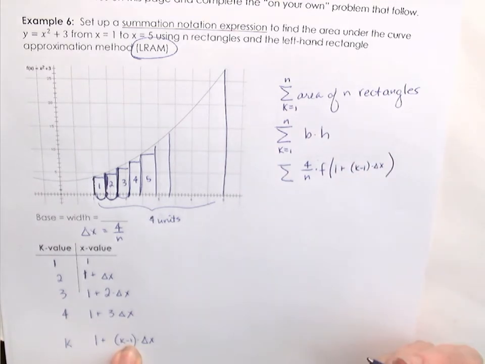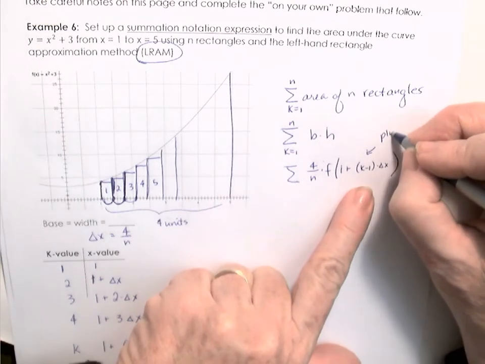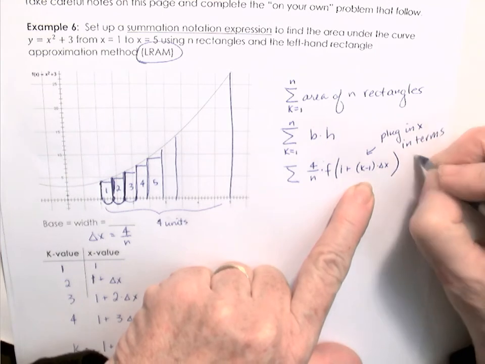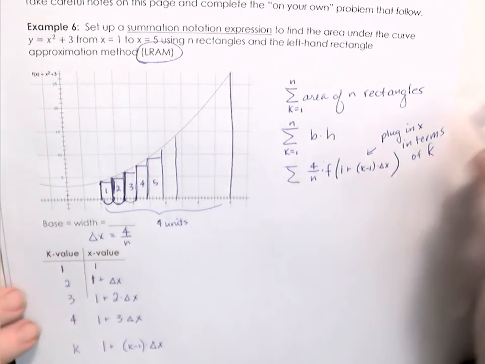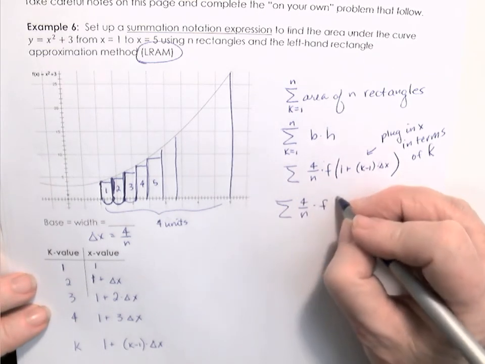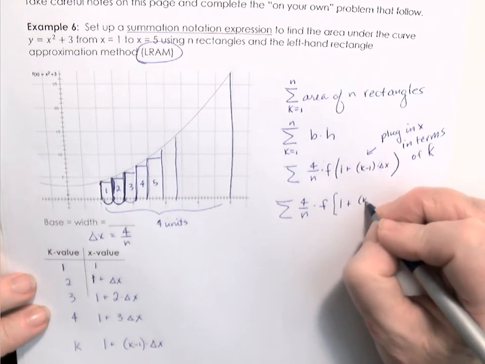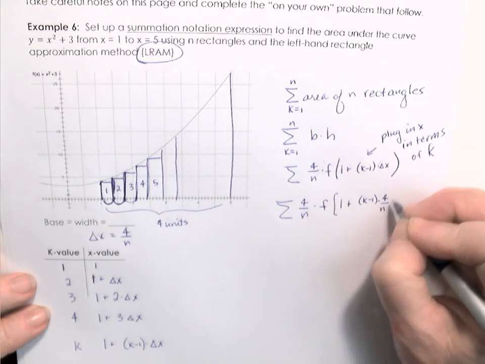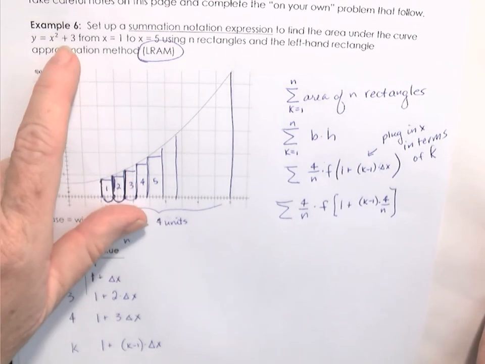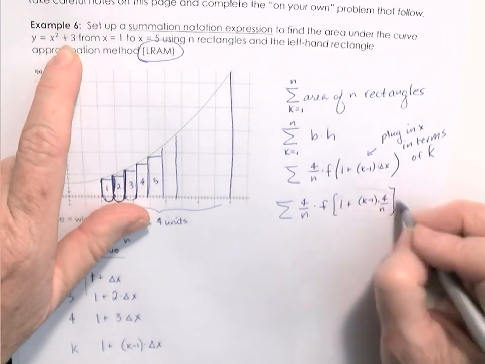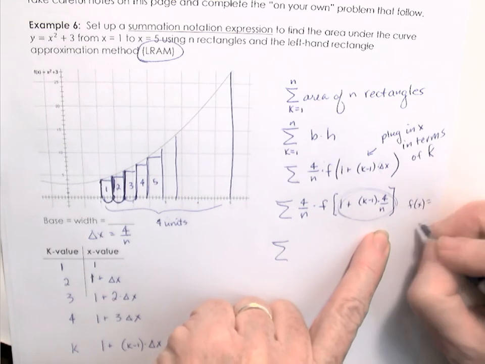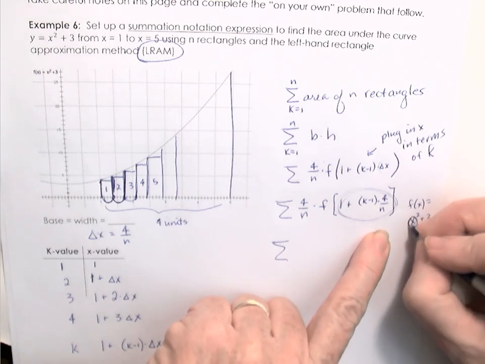Okay, so once again, here we're plugging in x in terms of k. And now let's plug in our delta x. So this is going to be 4 over n, times f of 1 plus k minus 1 times 4 over n. So now we've gotten rid of delta x. Now we know that our function is x squared plus 3. So f of x is x squared plus 3, and this is where all that stuff is going to go.